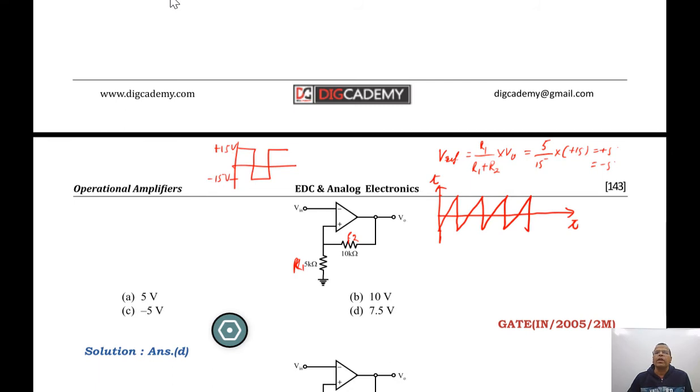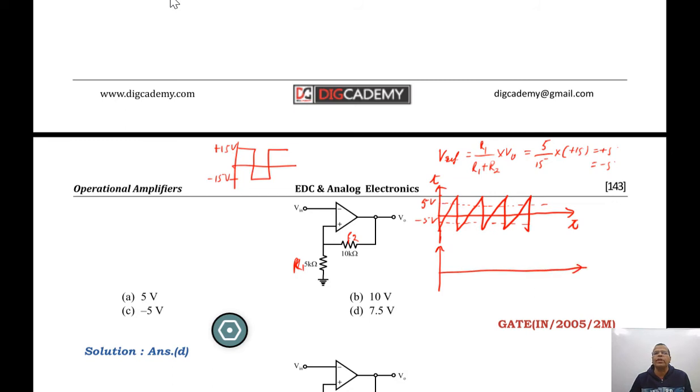Now what are the reference levels? The reference level for which your output is going to change is one positive plus 5 volt, right, and another is how much? Minus 5 volt. The lower one is minus 5 volt, right? So the lower reference level is minus 5 volt. Now let us see how the output will change.